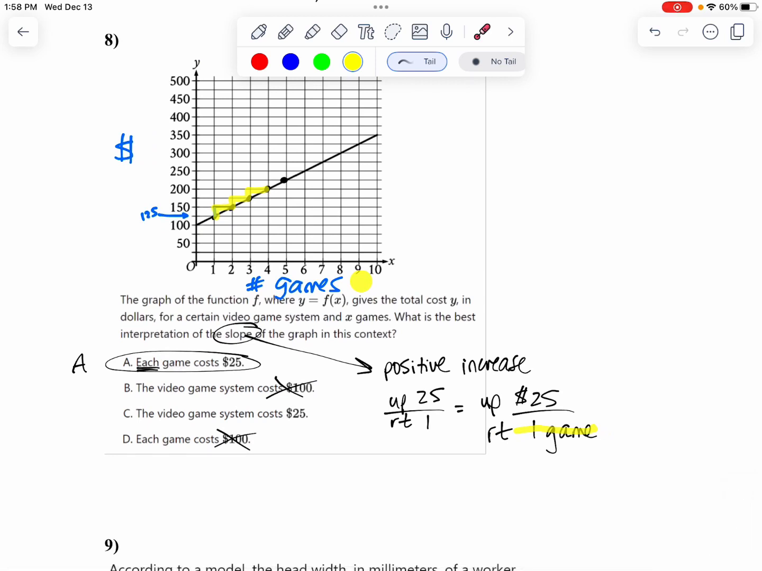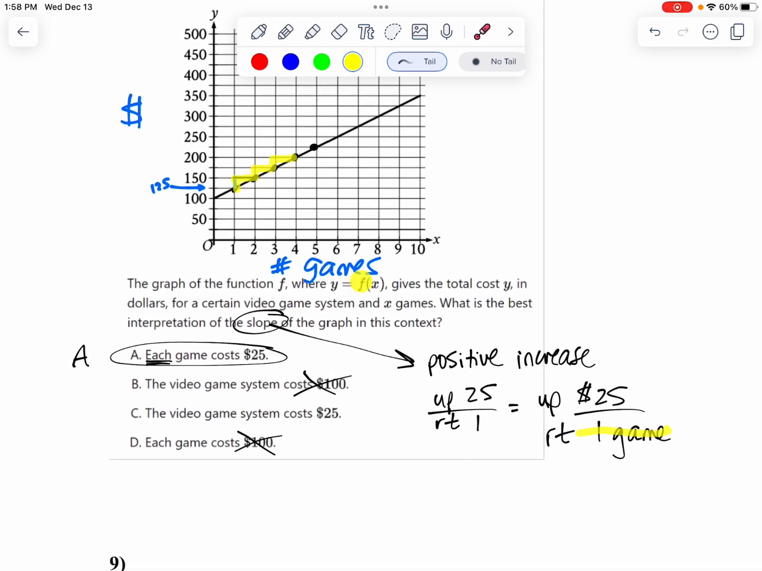So what does the slope tell us? Each game, 1 game in the denominator, costs $25. I'm going up $25 each game. A is the correct answer. It's not a total cost. The video game system, that's not it, it's per game. That is what the slope has to do with. Each game costs $100? That is not true because it's actually 25.